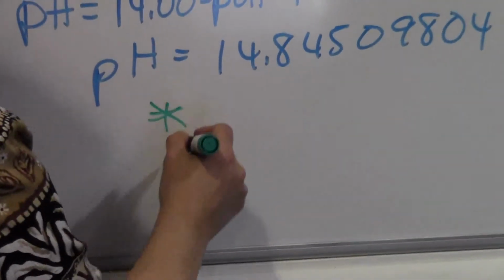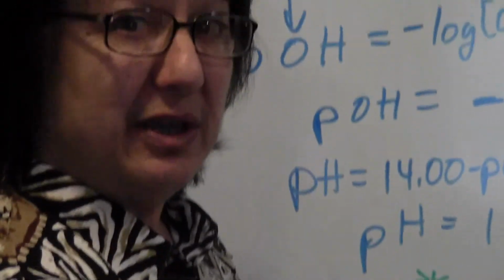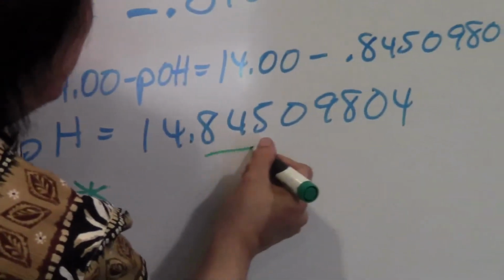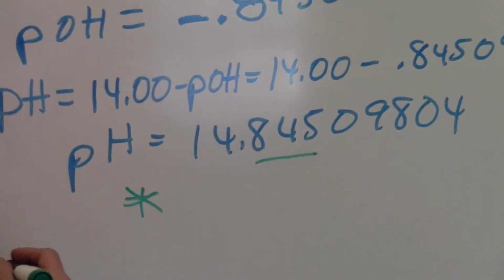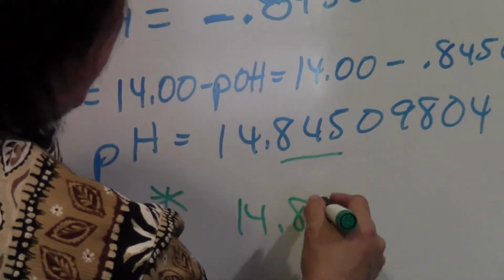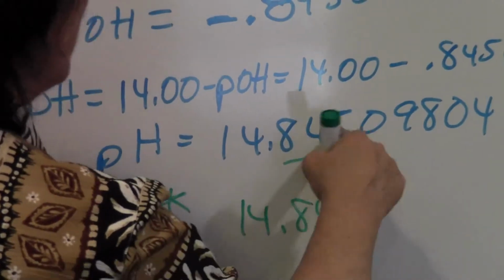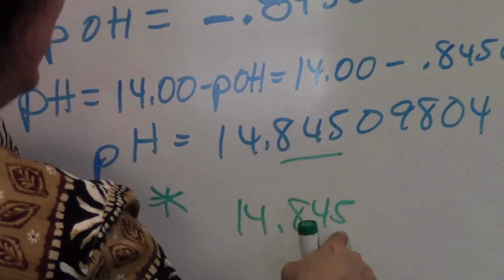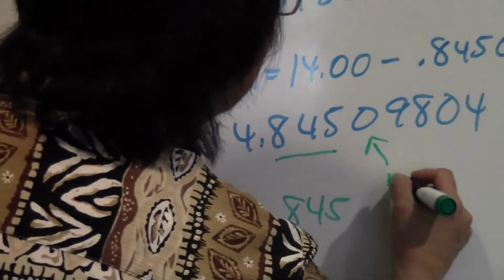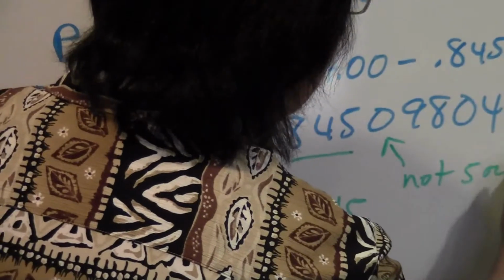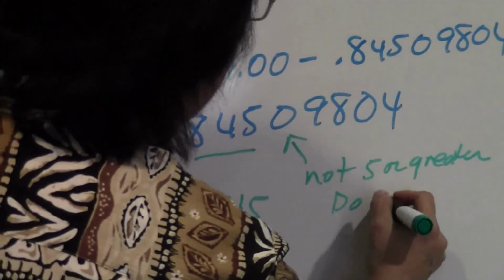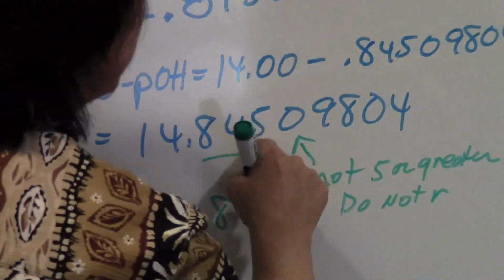Very, very important. With pH, only the numbers after the decimal are significant. So I'm going to underline 3 numbers after the decimal. That brings it to 14.845. Do I need to round this 5, this last significant digit, up? No. Since this is not 5 or greater, we're not going to round up the last significant figure.